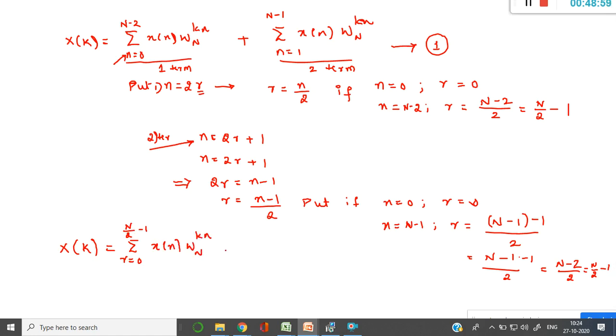So this is plus, this is about the even sequence, and the odd sequence can be replaced by r equal to 0 to n by 2 minus 1 of x of n W_N^{kn}. What is the meaning here? My x of k is getting split into an even term and an odd term, where both the limits range from 0 to n by 2 minus 1.